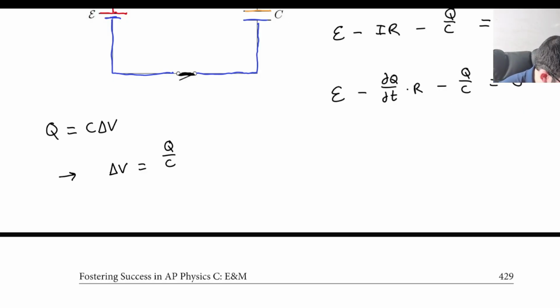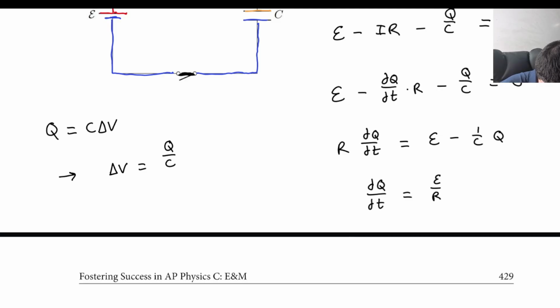All right, so let's try to solve for dq/dt. I could add this term to both sides, and I would get R dq/dt is equal to the EMF minus 1 over C times Q. I just moved the Q out in front because it's the function, to help distinguish it. And then if I divide everybody by R, I get dq/dt is equal to EMF divided by R minus 1 over RC times Q.